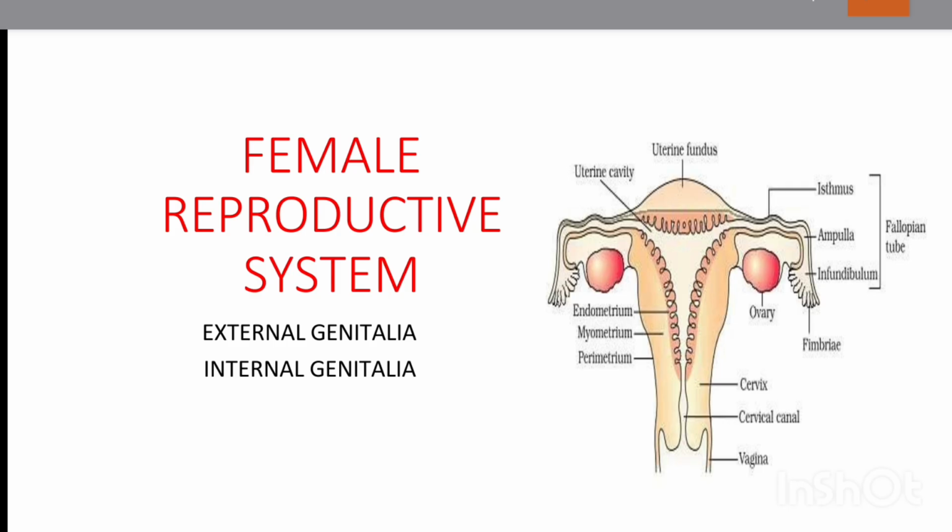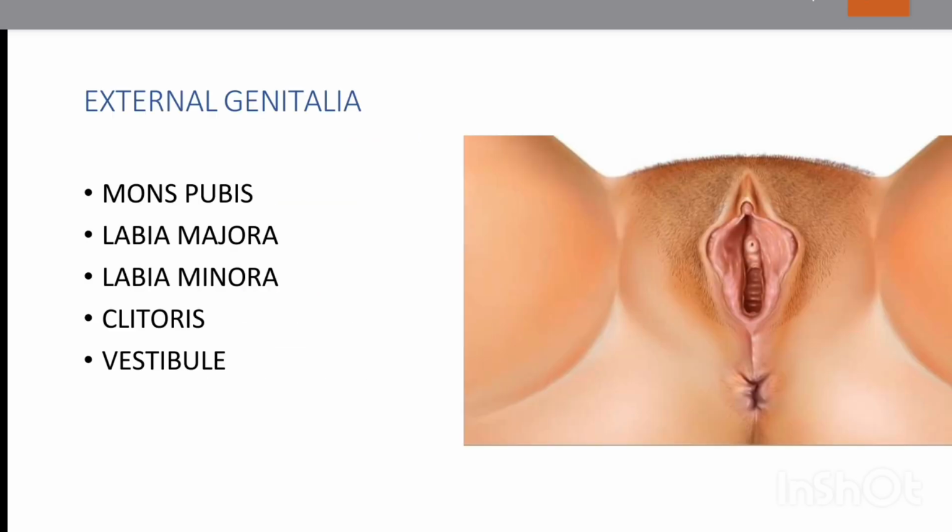Today we are going to discuss the female reproductive system, which consists of external genitalia and internal genitalia. So let's get started. This is the external genitalia, which includes mons pubis, labia majora, labia minora, clitoris and vestibule. External genitalia is also known as vulva, and it is also known as pudendum.